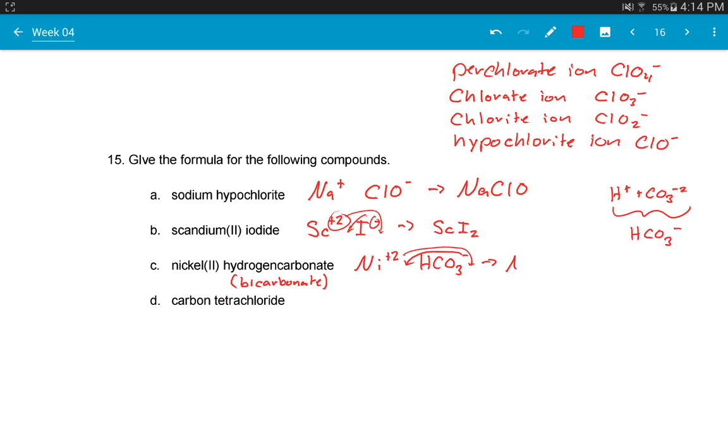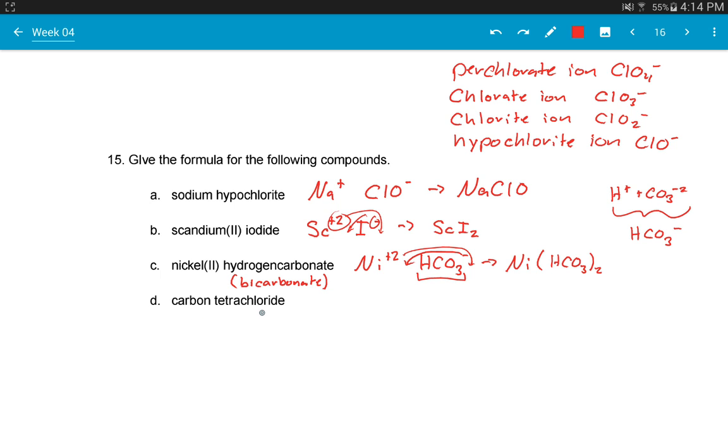If we cross our charges, we would end up with Ni(HCO3)2, with a 2 on the outside. The 2 that we bring down is for the entire polyatomic. Hence the reason we need parentheses, so that we know that that 2 works on everything inside.